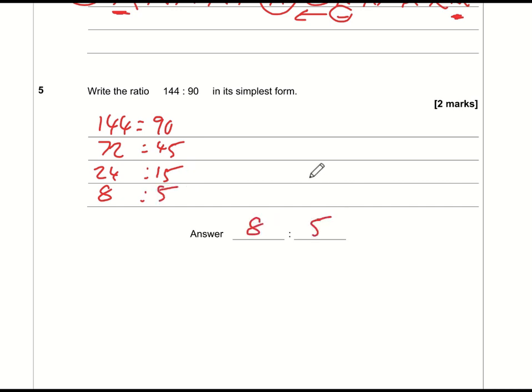If you've got a calculator that gives you an answer as a fraction, you can simply type into your calculator 144 divided by 90, and it will give you straight away the fraction 8 over 5. In the same way that you've turned this ratio into this fraction, you can turn this fraction into this ratio.